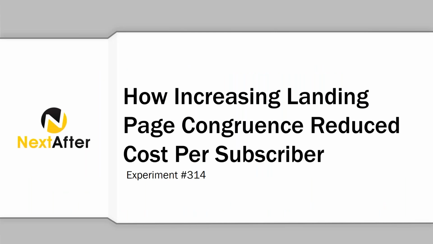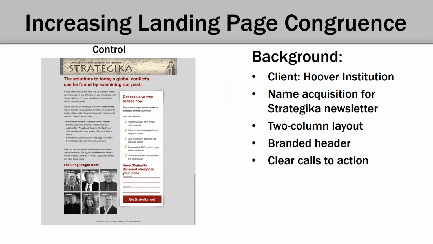Moving on to our next experiment, experiment number 314 in the research library: how increasing landing page congruence affects cost per subscriber and conversion rate. This is an experiment performed with the Hoover Institution at Stanford University. This is a landing page for their Strategic Military Strategy newsletter. And so, you can see how the page is laid out here. There's a box of copy on the left-hand side, and then the right-hand column has some key features of the strategic publication and the email capture form.